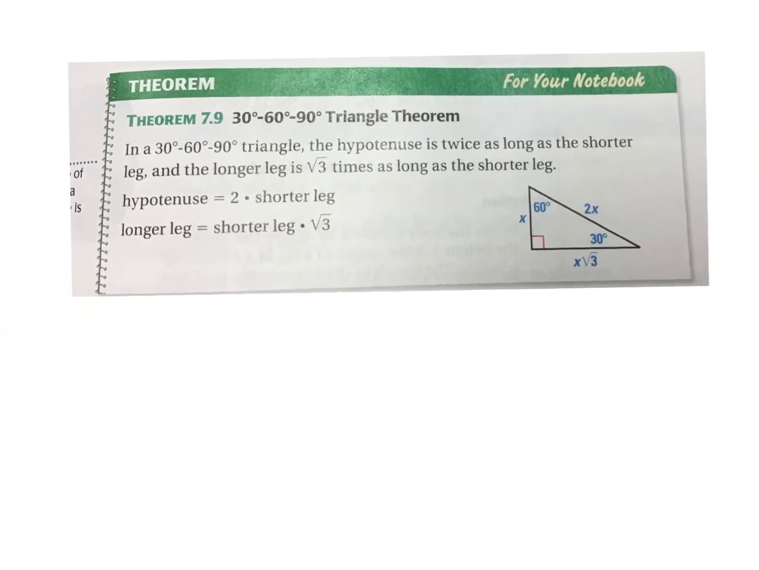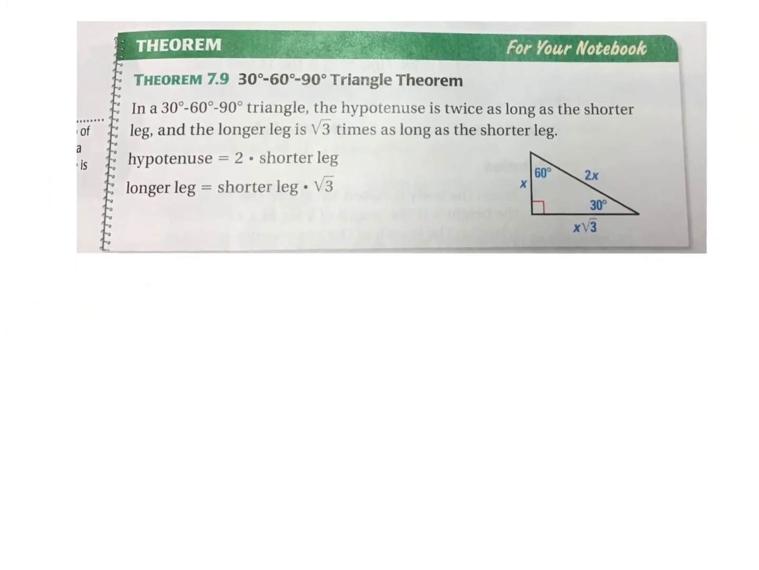All right, so you were dealing with the 45-45-90 triangle. This one is for the 30-60-90 triangle. Okay, so you see how you still have your 90-degree angle, but then you have your 30 and 60. If you have one of these measurements, you can calculate the other one. In this case, the hypotenuse is 2 times whatever the shorter leg length is.